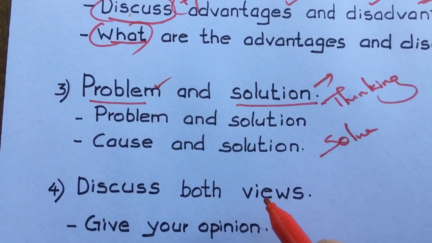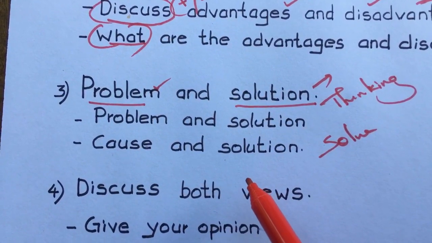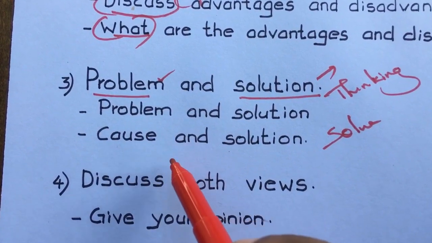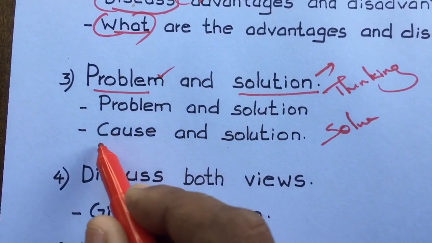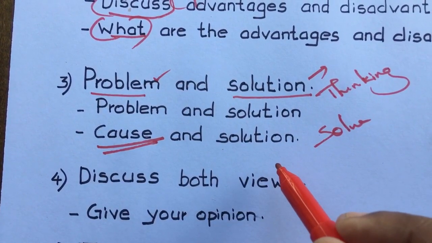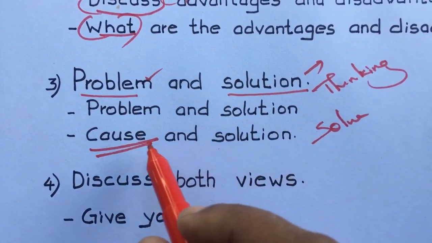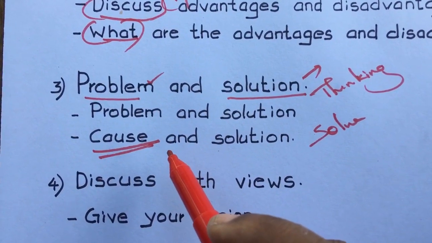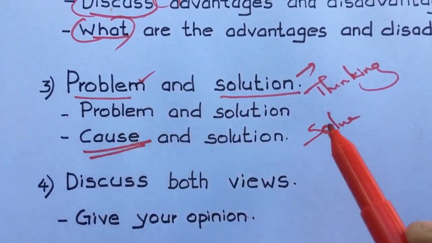When you get a problem like this, you have to have some idea about this particular problem. Otherwise you can't write, especially the cause and solution. How can you write about the cause without knowing? So for that reason you need to read some. At least you should have some vocabulary and some basic understanding of this question. That's it.